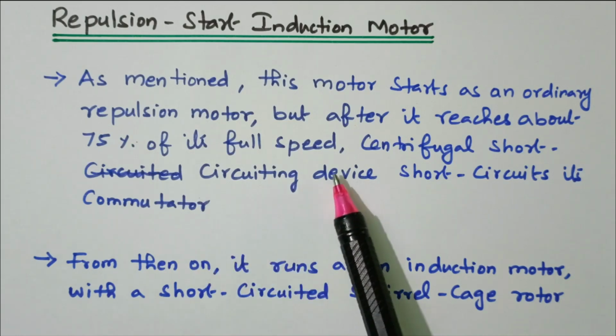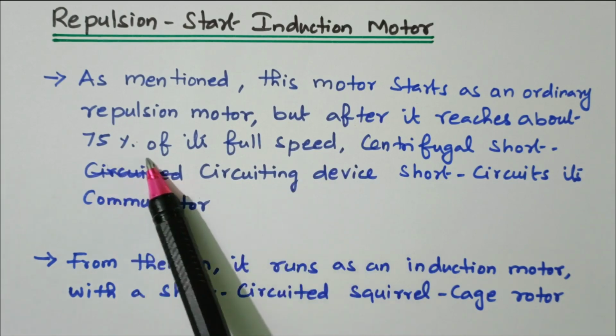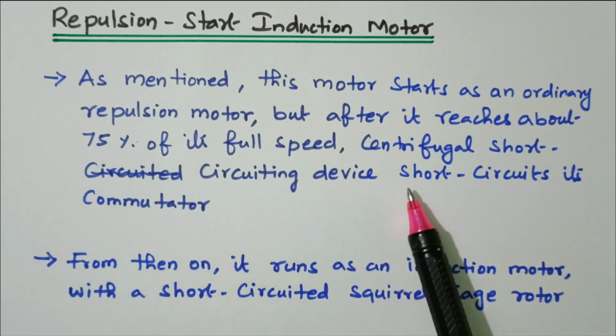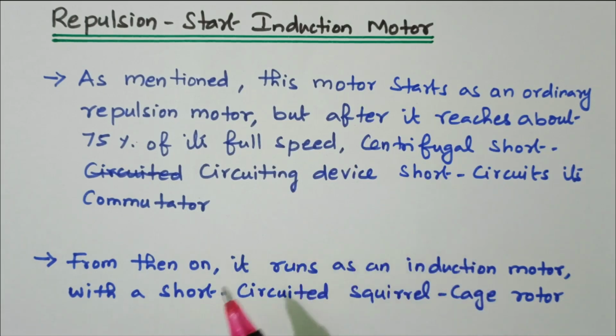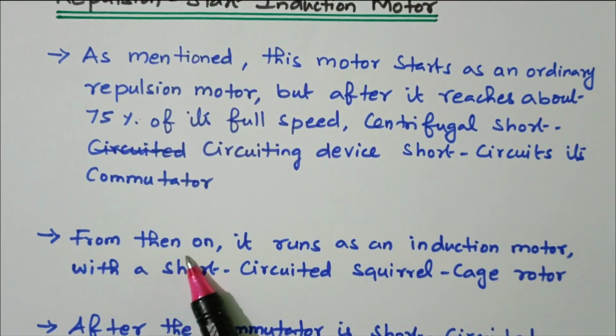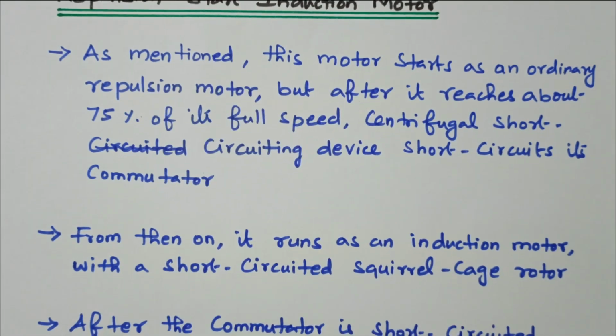So at the beginning it acts as a repulsion motor. After getting 75% of full load speed, because of centrifugal action, the commutator is short circuited. From then on it runs as an induction motor with a short circuited squirrel cage rotor. Thereby it acts as an induction motor.